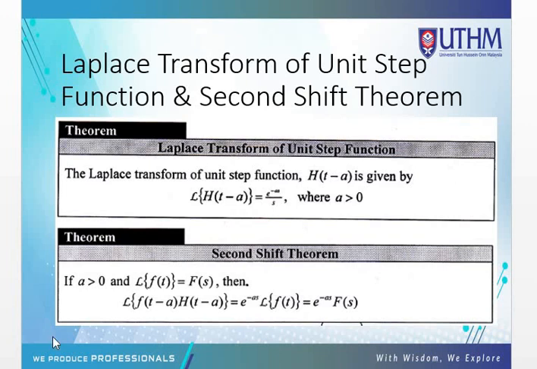Hello everyone. In this session, I will continue with the Laplace transform of unit step function and the second shift theorem. The Laplace transform of the unit step function, u(t minus a), is given by e to the power of minus as divided by s. Whereas for the second shift theorem, if a is more than 0 and the Laplace transform of f(t) is F(s), then the Laplace transform of f(t minus a) u(t minus a) is equal to e to the power of minus as times the Laplace transform of f(t), or we can say it's e to the power of negative as F(s).